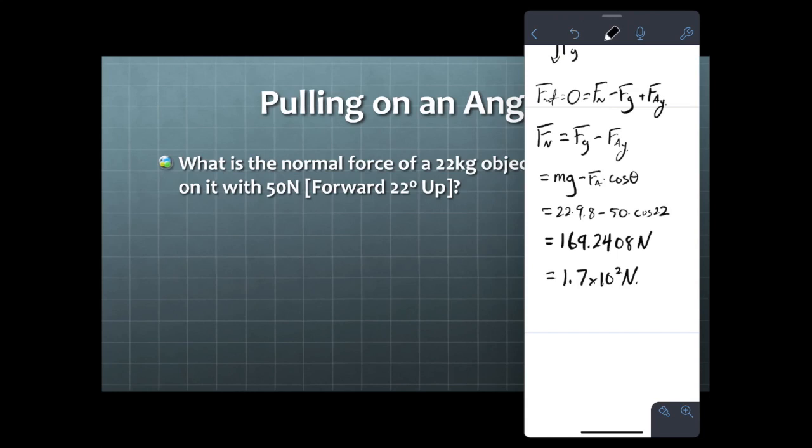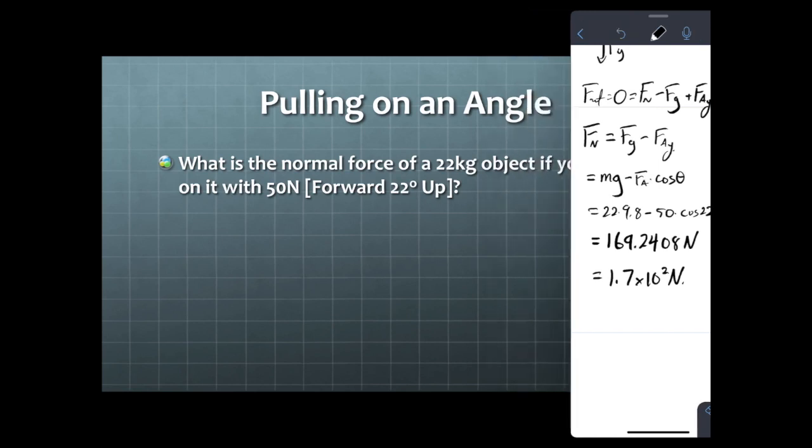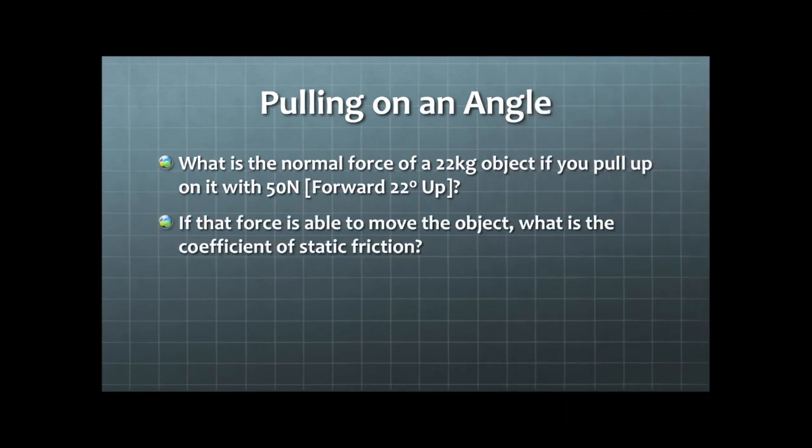Because you are pulling slightly up on this box, the normal force, which should have been 200 newtons, is now 169 newtons. You are helping the ground pull the box up and fight gravity, so the normal force does not have to do as much. Now in this situation, if this force is able to move the object, what is the coefficient of static friction?